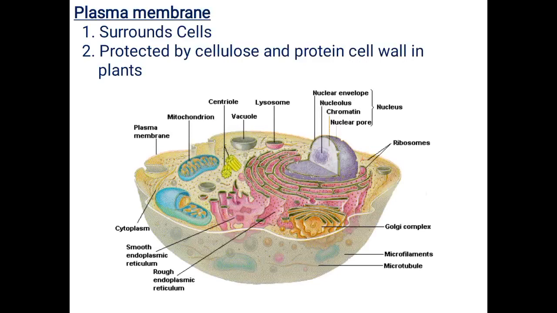So let us discuss the organelles of the cell in detail. First of all, the plasma membrane. So what is this plasma membrane? It surrounds the cell. The cell is enclosed or bounded by this plasma membrane. It mainly protects the cell from desiccation or any harm. In plants, the plasma membrane is protected by a cellulose and protein cell wall.